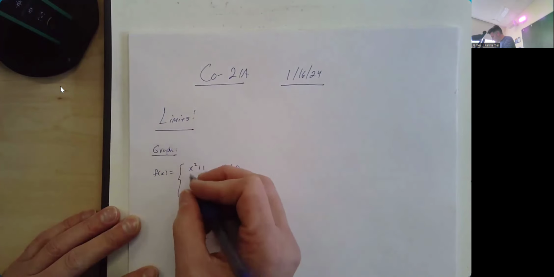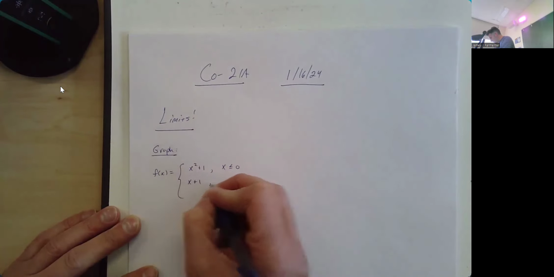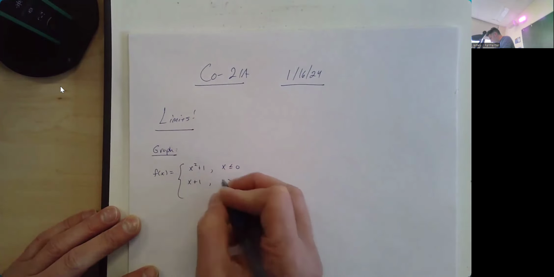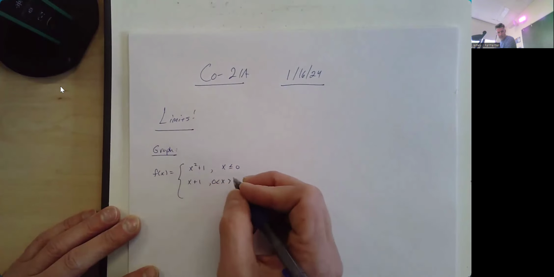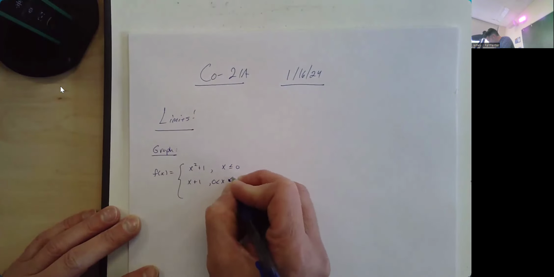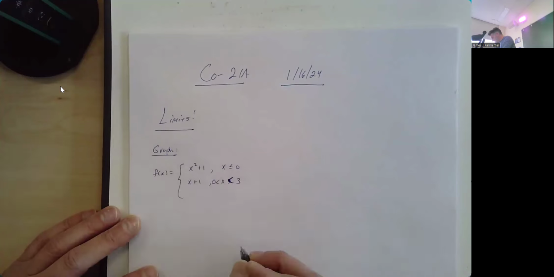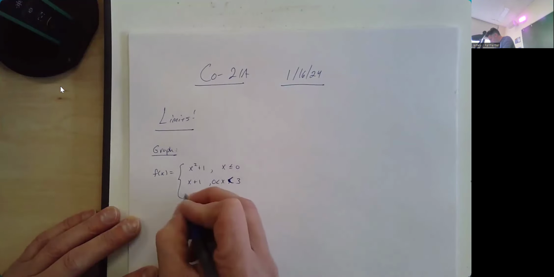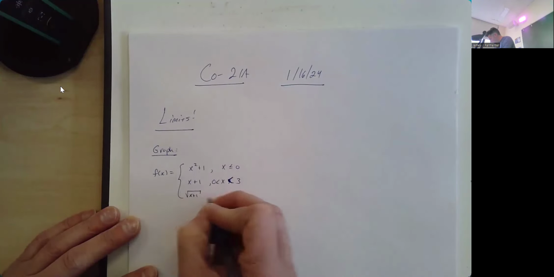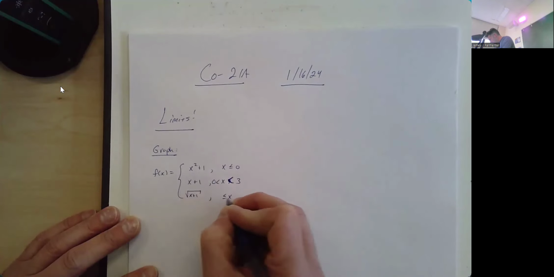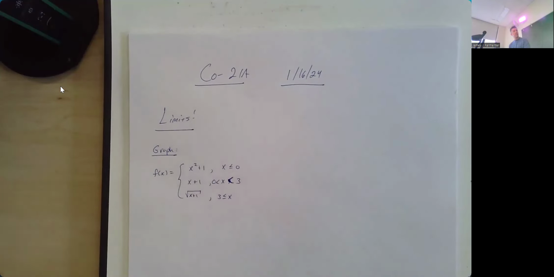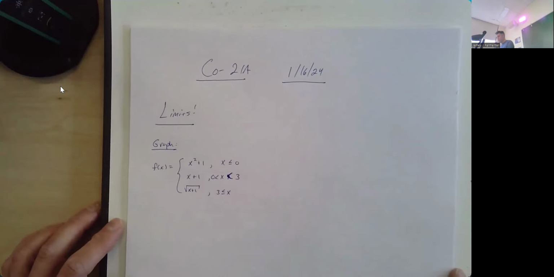It's equal to x plus 1 when x is, blew it there, James, when x is bigger than 0 and less than 3. And finally, equal to the square root of x plus 1 when x is bigger than or equal to 3. So we're going to graph this piecewise function.